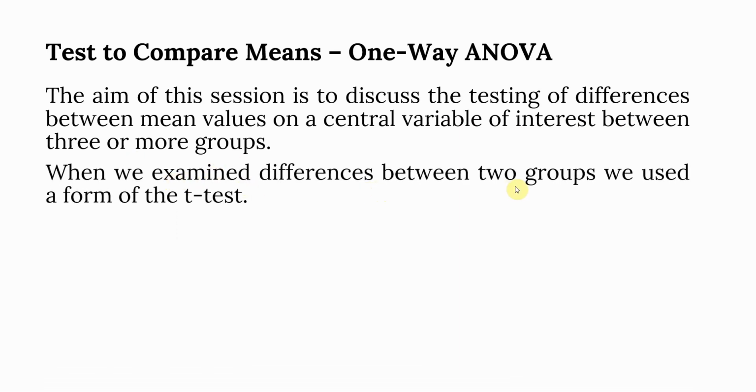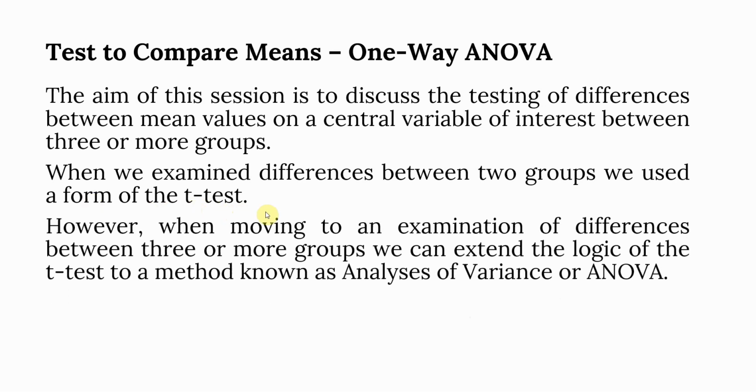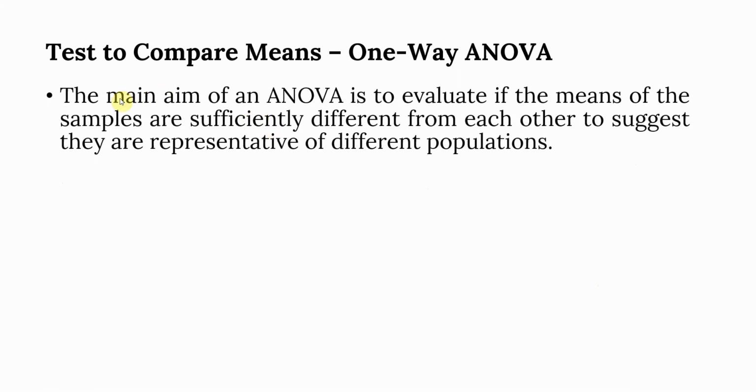When we examine differences between two groups, we used a form of t-test, that is independent sample t-test. However, when moving to an examination of differences between three or more groups, we can extend the same logic of the t-test to a method known as analysis of variance or ANOVA. The main aim of an ANOVA analysis is to evaluate if the means of the samples, that is the groups, are sufficiently different from each other to suggest they are representative of different populations.